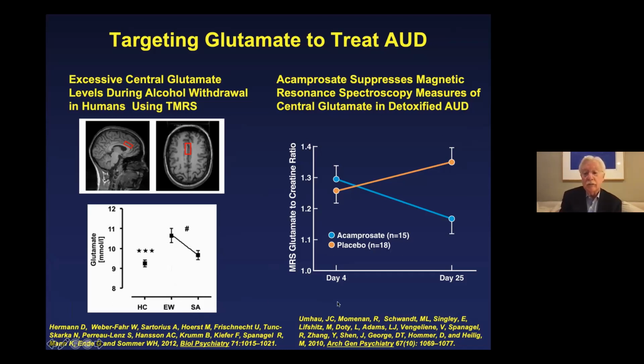But also, Markus Heilig has shown in a study done at NIH that acamprosate, which is a treatment for alcohol use disorder and known to reverse the glutamatergic surges that one associates with alcohol withdrawal, actually does so in detoxified individuals, human beings, treated with acamprosate. And you see here a dramatic decrease by day 25 of individuals being treated with acamprosate.